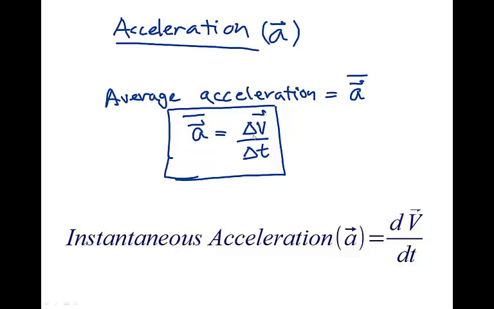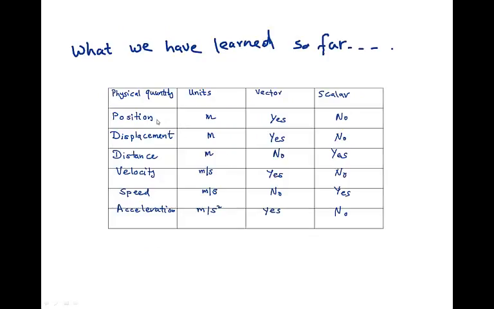The average acceleration is defined as delta v over delta t. Delta v is the change in velocity, delta t is the change in time. Also we can talk about instantaneous acceleration, which is again the derivative of the velocity with respect to t, or dv over dt. So the physical quantities that we discussed are position, displacement, or distance, velocity, speed, and acceleration. Position, displacement, velocity, and acceleration are vectors, and the distance and the speed are scalars.